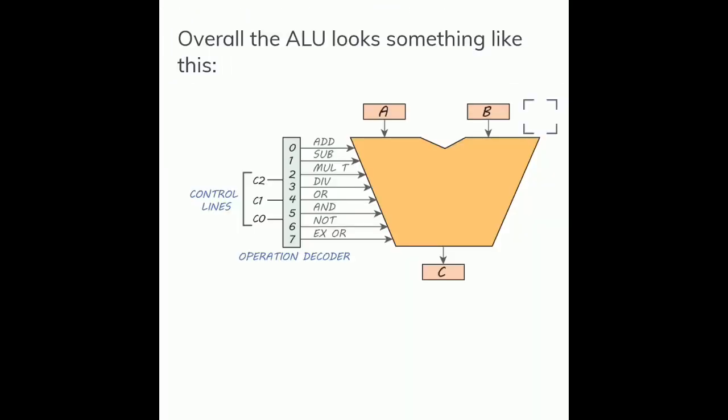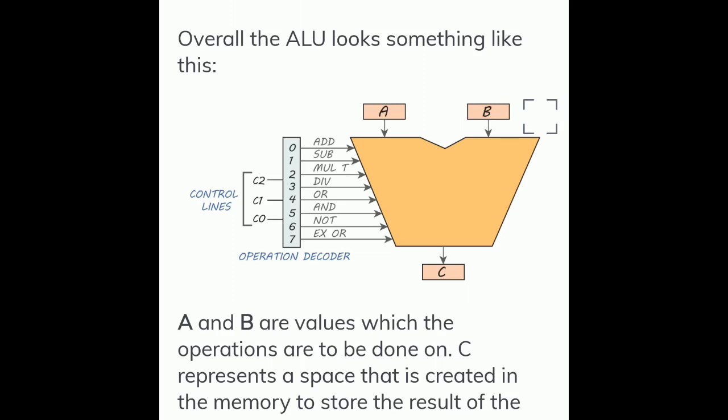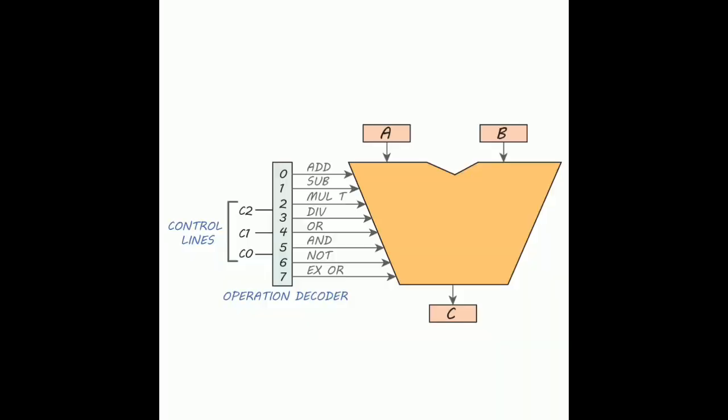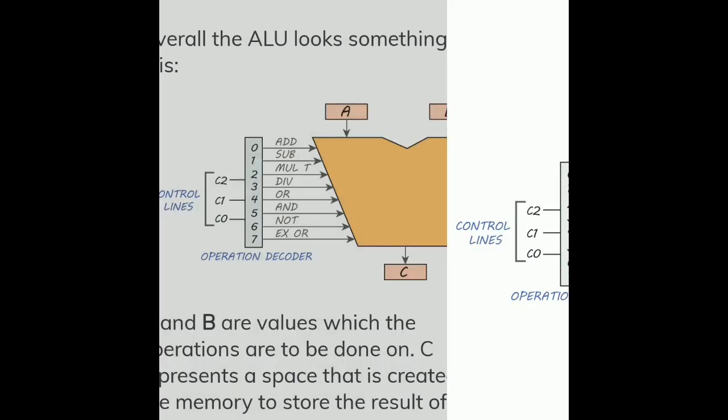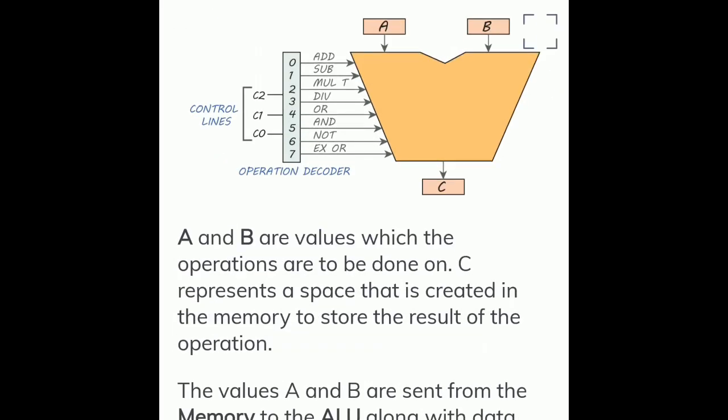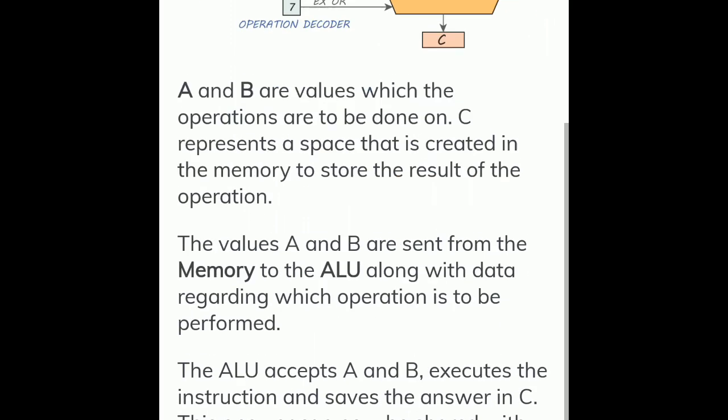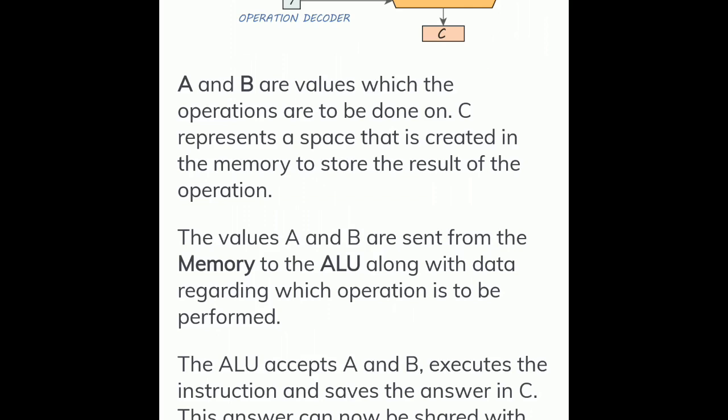Overall, the ALU looks something like this. A and B are values on which the operations are to be done. C represents a space that is created in the memory to store the result of the operation. The values A and B are sent from the memory to the ALU along with data regarding which operation is to be performed. The ALU accepts A and B, executes the instruction and saves the answer in C. This answer can now be shared with the user by using the output devices of the computer.